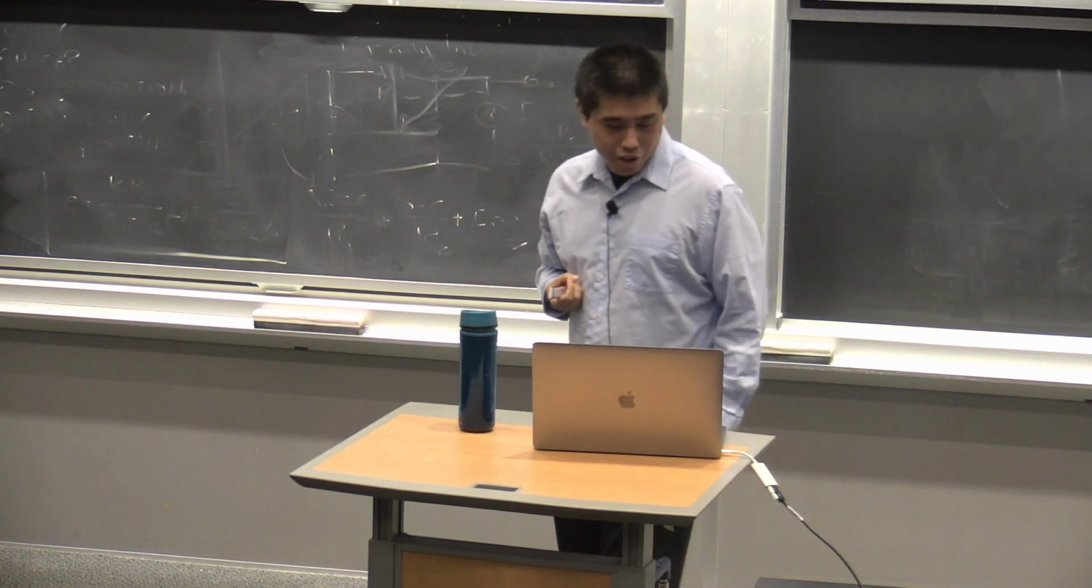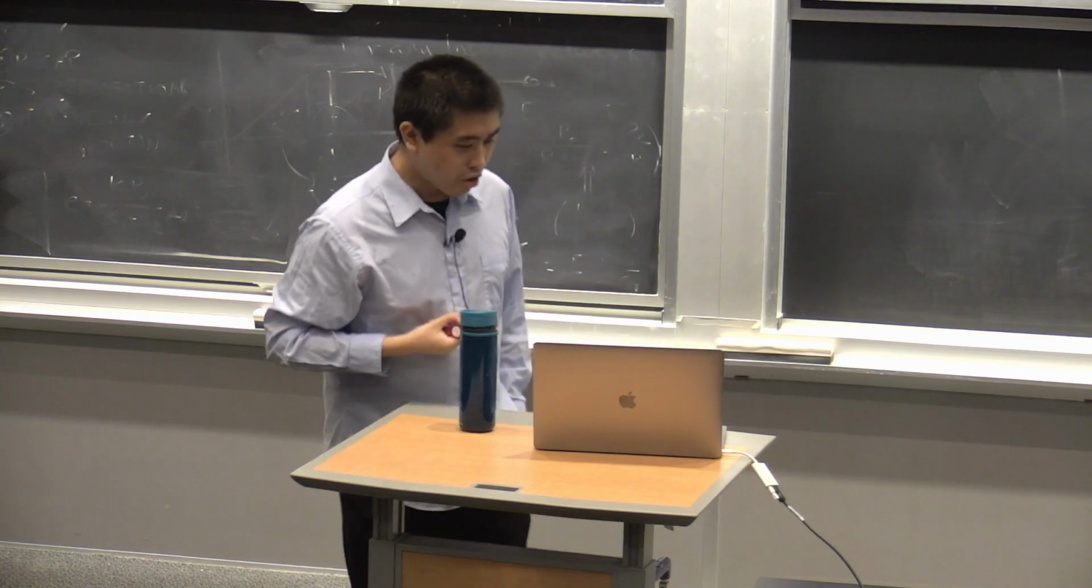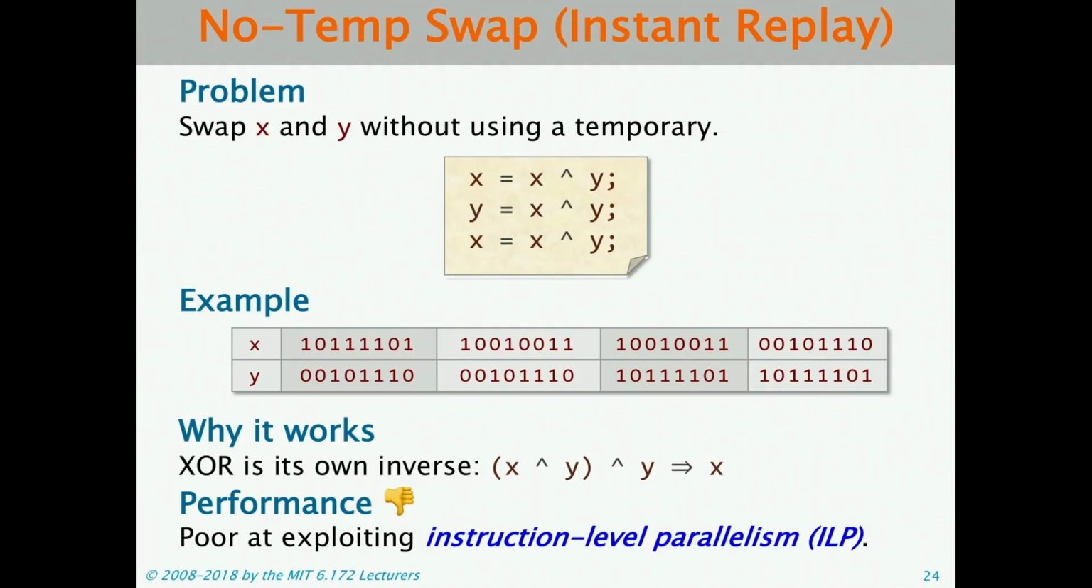So one thing about this bit trick here is that it's actually poor at exploiting instruction level parallelism. So it's actually going to be slower than the naive code that uses a temporary variable, because in the original code I could actually execute 2 lines in parallel. I can store a value into the temporary and then also change one of the values of x and y at the same time. Whereas in this code here, there's a sequential dependence among these 3 lines. I can't execute any of the lines in parallel.